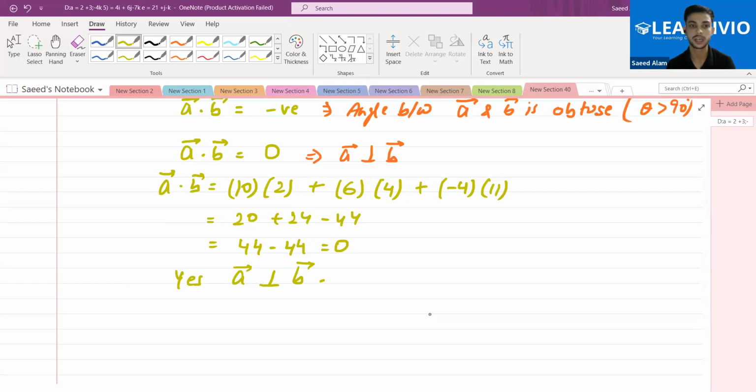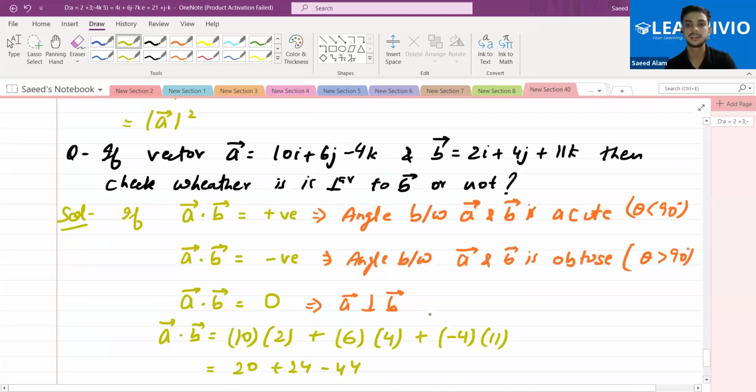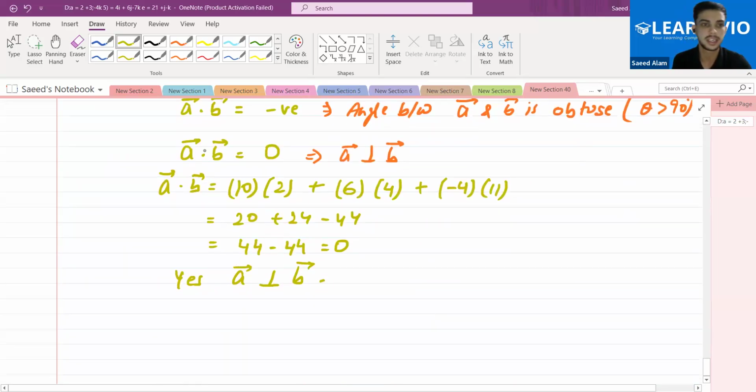Is there any method you can think of using which we can find the angle? Take the same case, or let's take 2i plus 3j plus 4k, the example we are already taking. Let's say the question given to us is that A is given as 2i plus 3j minus 4k.